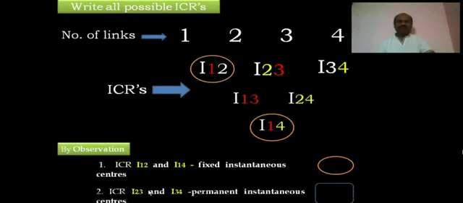Next are I23 and I34. These are the permanent ICRs. These are also squared, I23 and I34. Now remaining are I13 and I24, which will be located by using Kennedy's theorem. So all these 4 ICRs are located by just observation. In the next slide you will see those permanent and fixed ICRs.